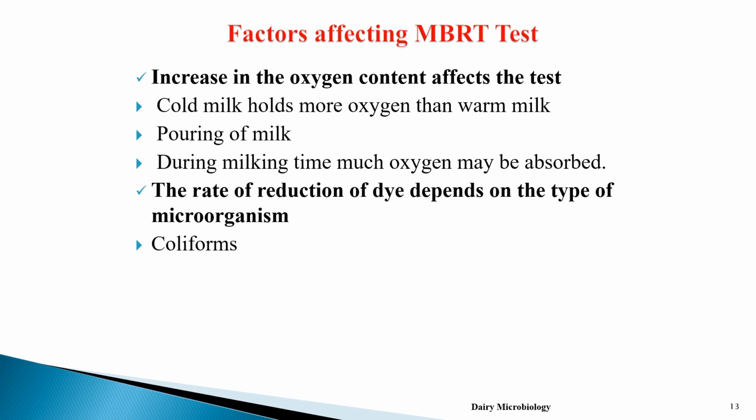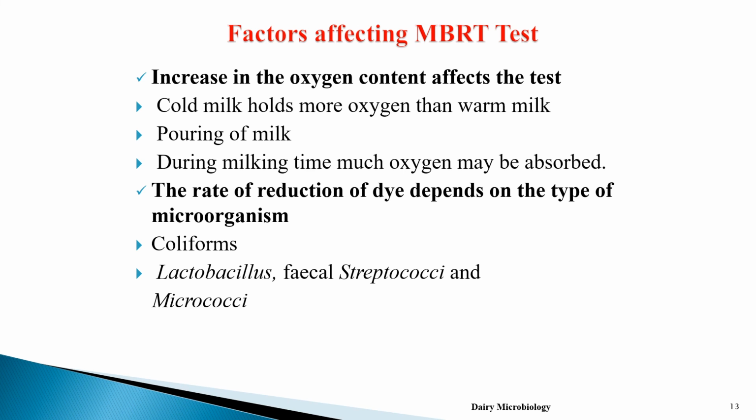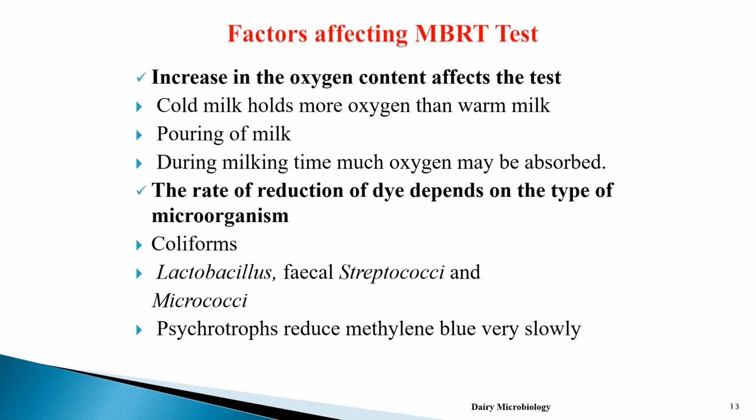Coliforms appear to be the most rapidly reducing microorganism, means when coliforms are present in the milk sample, less time will be required for the reduction of redox dye, that is reduction of methylene blue. After coliform, the next organism will be lactobacillus, then fecal streptococci, and then certain micrococci. Psychrotrophic organisms, means the organisms which grow at refrigeration temperature, can reduce methylene blue very slowly. That means more time will be required for the reduction of methylene blue if that milk sample contains psychrotrophic organisms.